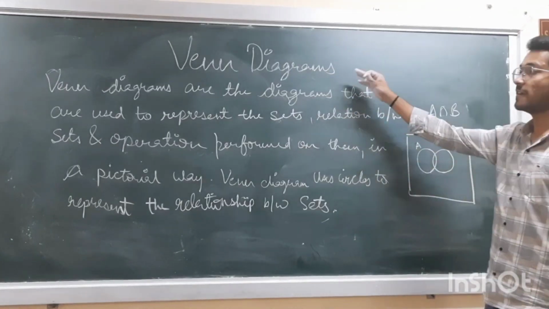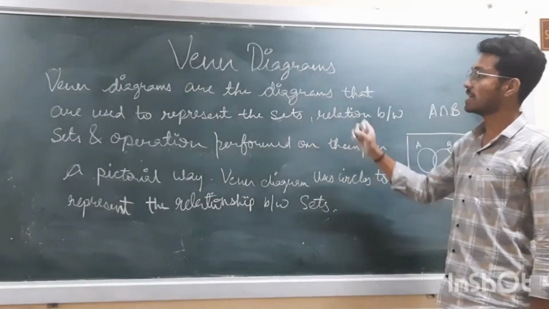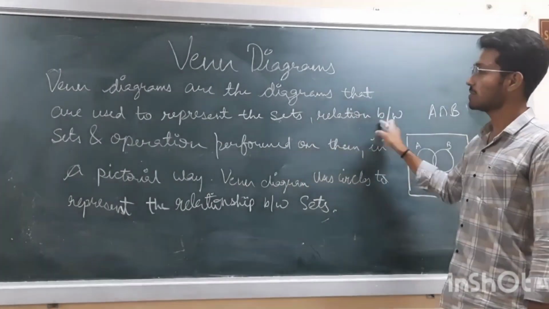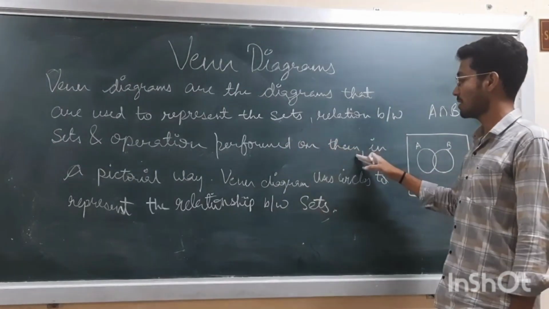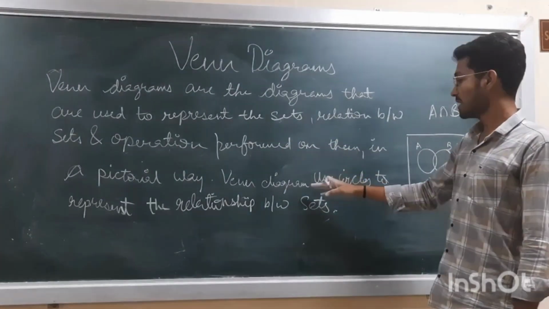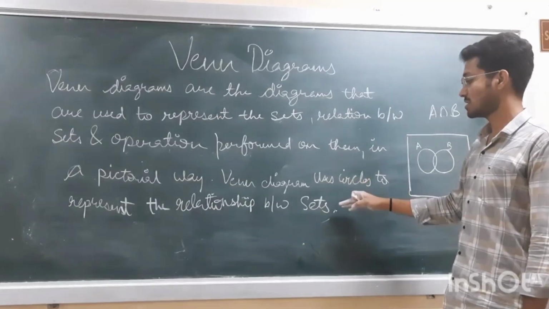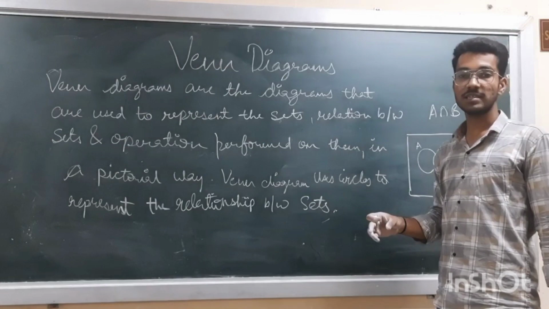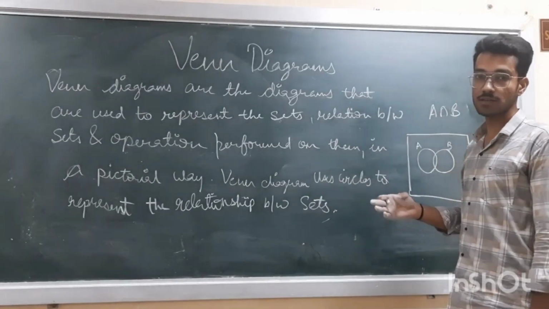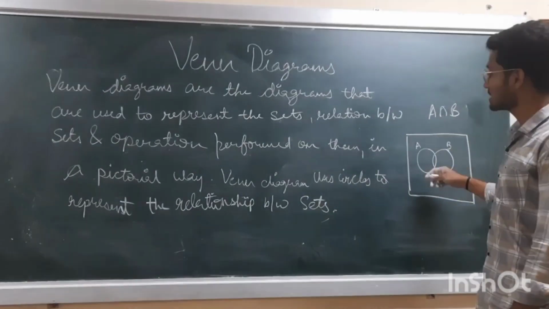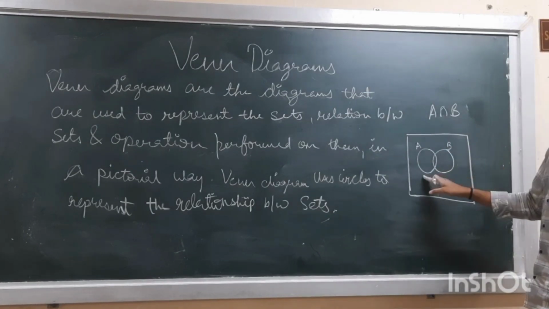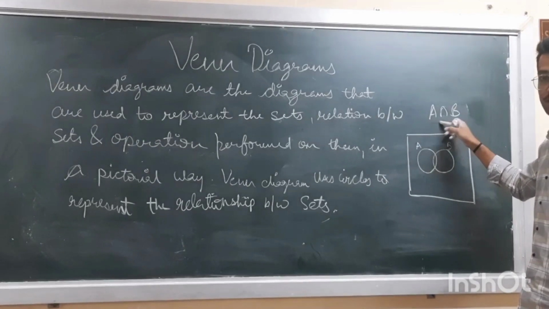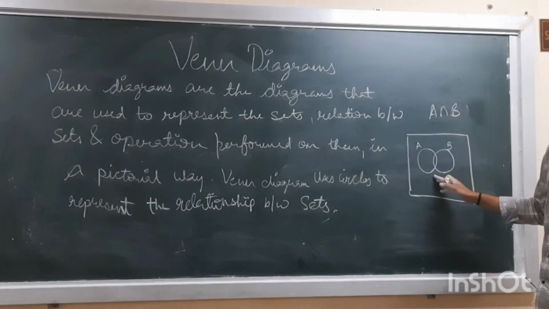So our next topic is Venn diagrams. What are Venn diagrams? Venn diagrams are the diagrams that are used to represent the sets, relation between sets and operations performed on them in a pictorial way. Venn diagrams use circles to represent the relationship between sets, which means that it is a pictorial representation of sets in which we can make diagrams of the set. For example, we have two sets A and B in which we are performing the operation of A intersection B. So this is how the diagram looks.